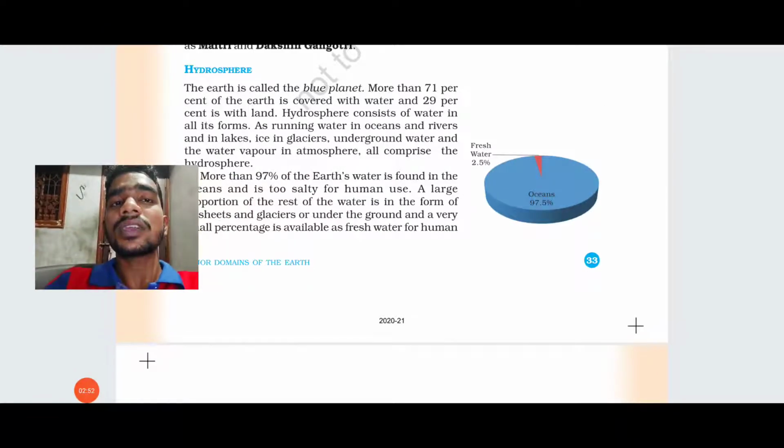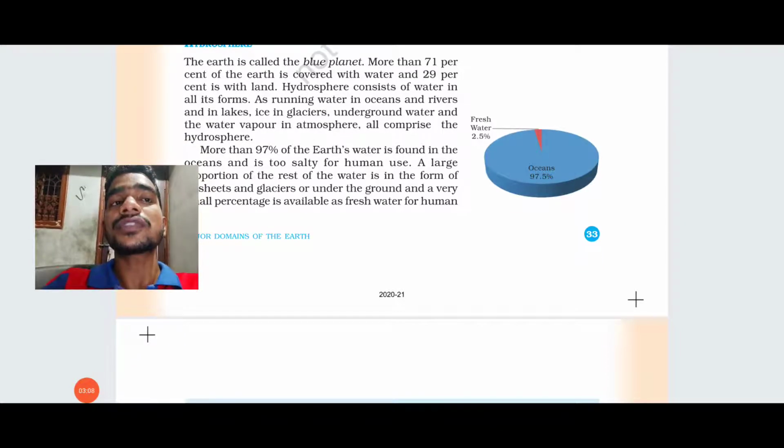After the lithosphere, now let us talk about the hydrosphere. Earth is called the blue planet because more than 71% of the earth is covered with water and 29% is land. The hydrosphere consists of water in all its forms: running water in oceans, rivers and lakes, ice in glaciers, underground water, and the water vapor in the atmosphere.